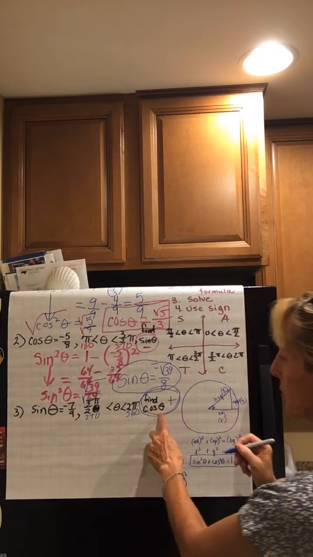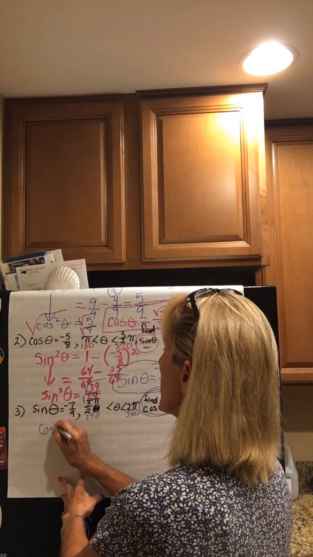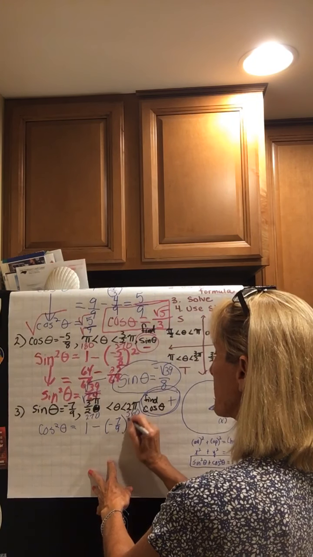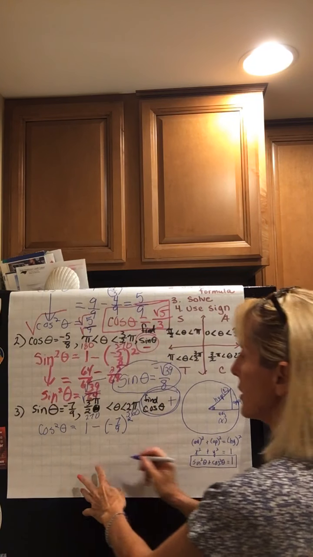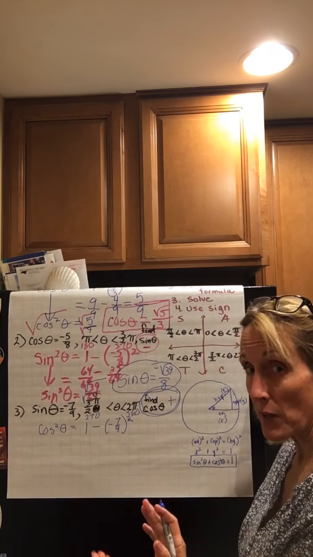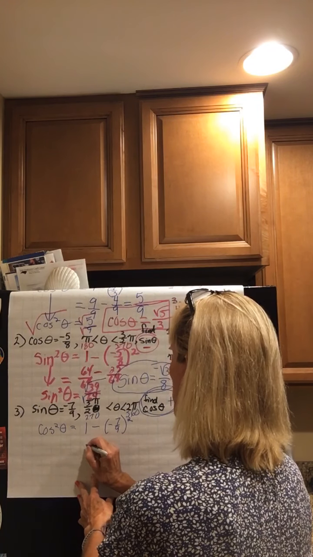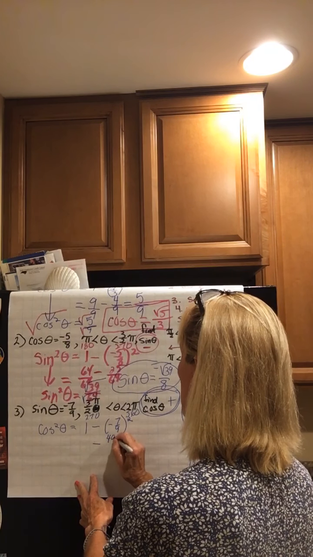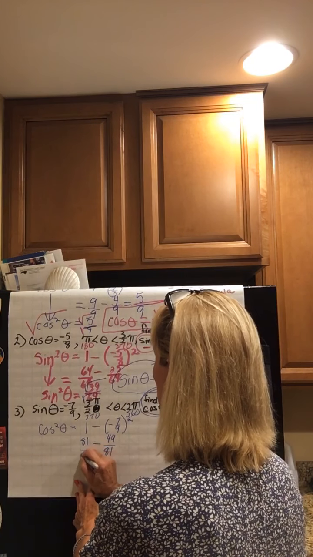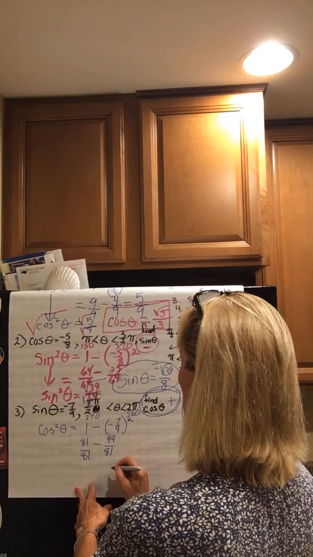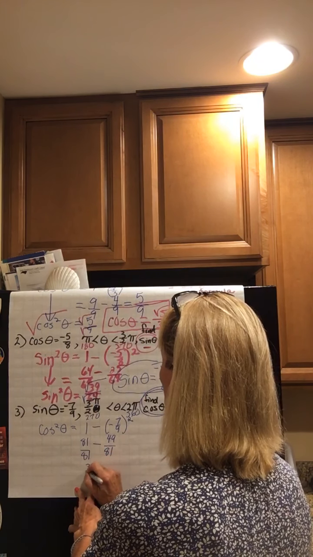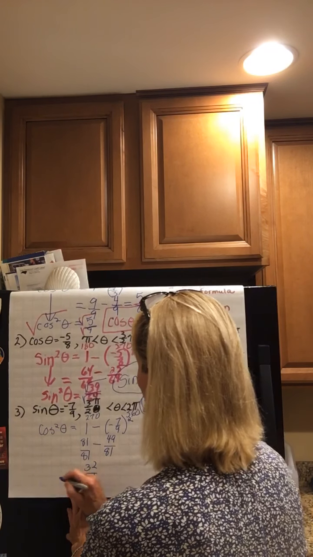Yippee skippy. So since I'm looking for cosine, I'm going to go cosine squared theta equals 1 minus, again I've got a negative, so I'm going to be careful. Now when I square this, remember when you square a negative, it's always a positive, but not that sign. We're squaring this. That's why I put parentheses around it. So I get 1 minus 49/81, and then I'm going to change this to 81 over 81. So when I subtract, what do you get? 32/81. So I get cosine squared theta equals 32/81.